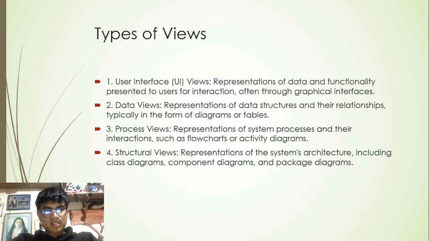Types of views. User interface (UI) views: representation of data and functionality presented to the user for interaction, often through a graphical interface. Data views: representation of data structures and their relationships, typically in the form of diagrams or tables. Process views: representation of system processes and their interactions, such as flow charts or activity diagrams. Structural views: representations of the system architecture, including class diagrams, component diagrams, and package diagrams.